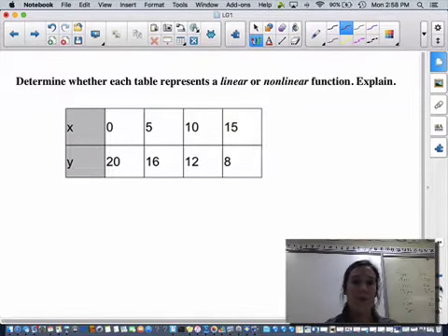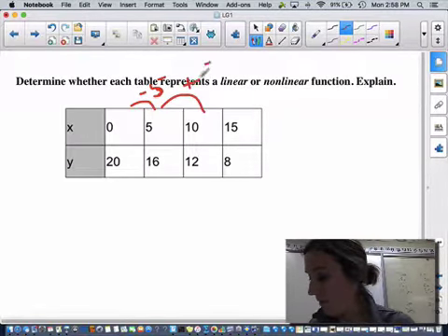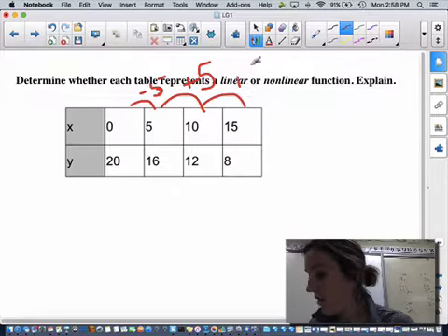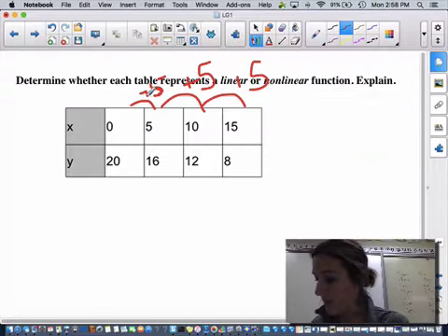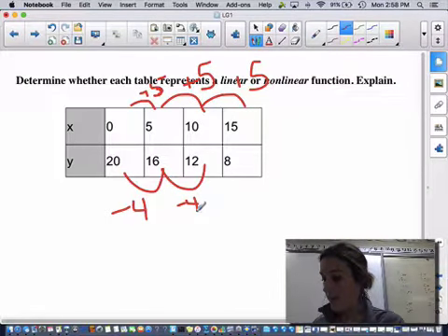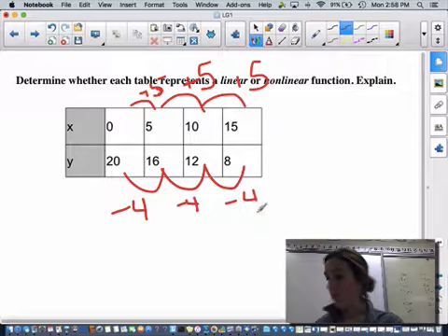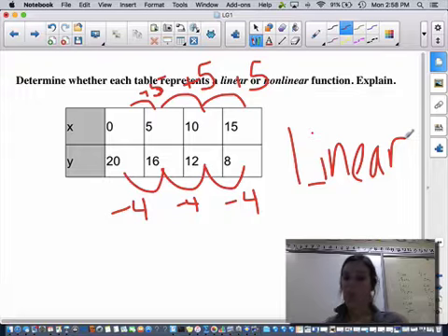Okay, let's look at this table. It's just set up a little bit differently. It's horizontal instead of vertical. We're going to determine whether it is linear or nonlinear. Again, we're going to look for the rate of change. From 0 to 5, we have plus 5. From 5 to 10, plus 5. From 10 to 15, plus 5. Now from 20 to 16 is minus 4. 16 to 12 is minus 4. 12 to 8 is minus 4. So this is a linear function.